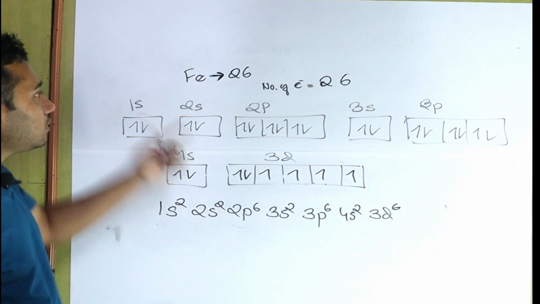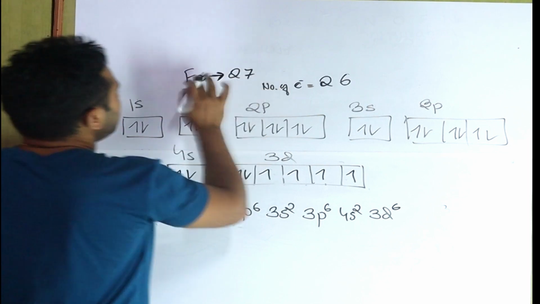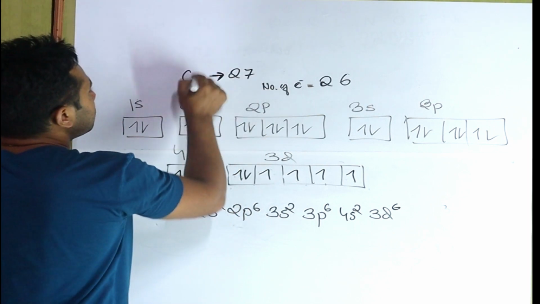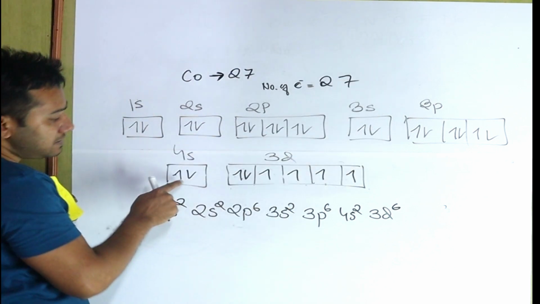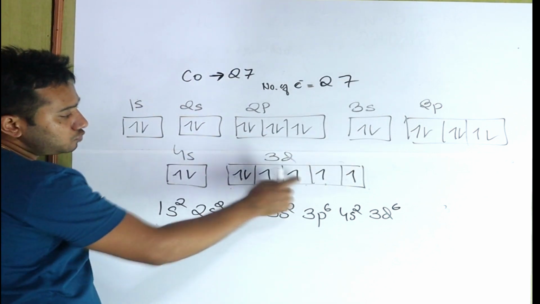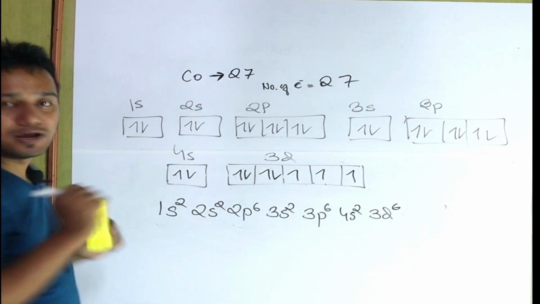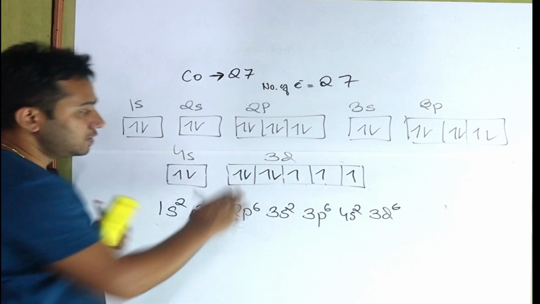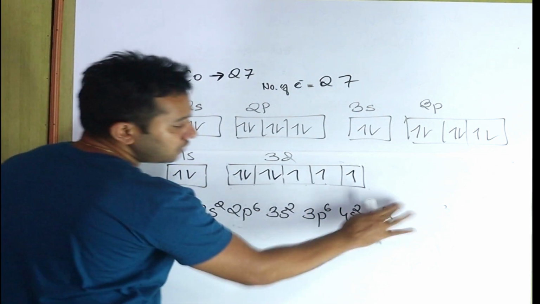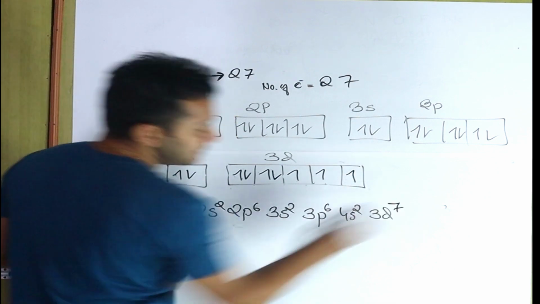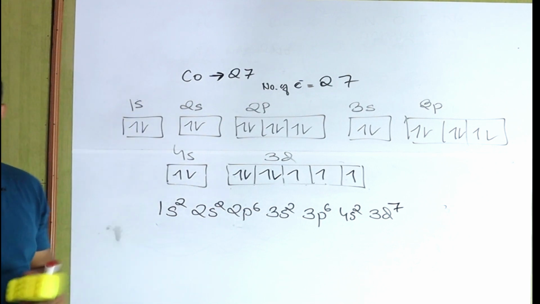Now we will go for atomic number 27, cobalt. Again, 18 electrons, right? 18, 19, 20, 21, 22, 23, 24, 25, 26. If I put one more, I will have 27. So now how many electrons do I have in 3d? I have 7 electrons, so I'll just increase it to 7. So this will be the electronic configuration of cobalt.